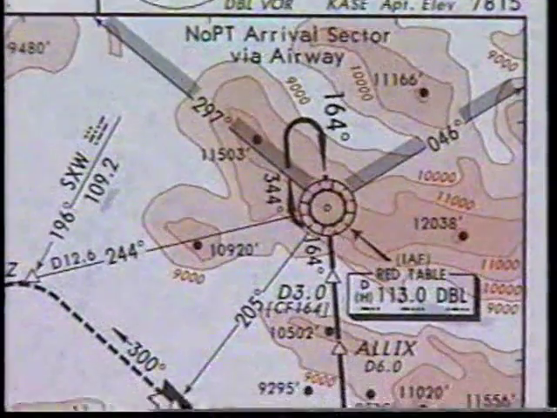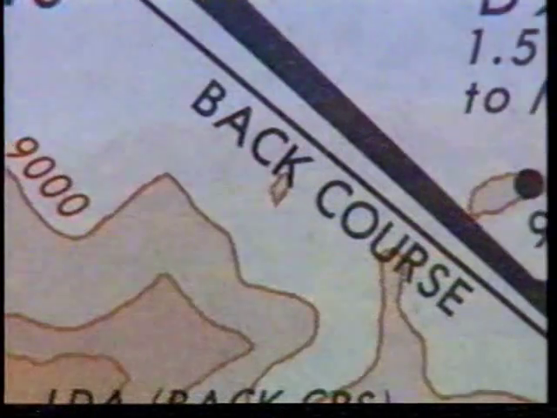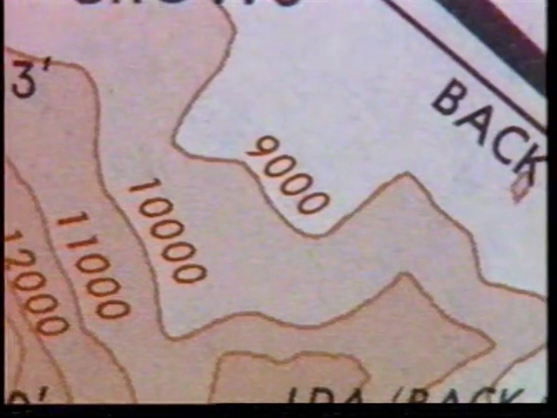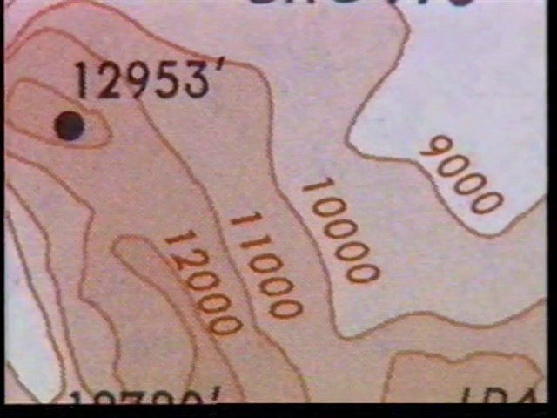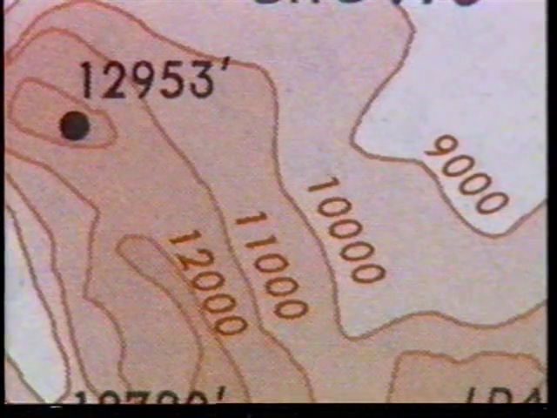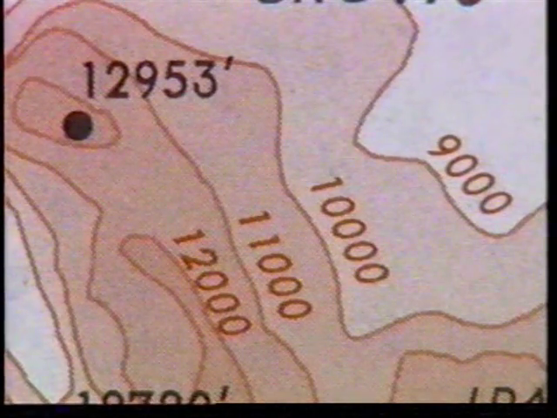Generalized terrain contour information may be depicted when terrain within the approach chart plan view exceeds 4,000 feet above the airport elevation, or when terrain within 6 nautical miles of the airport reference point rises to at least 2,000 feet above the airport elevation.